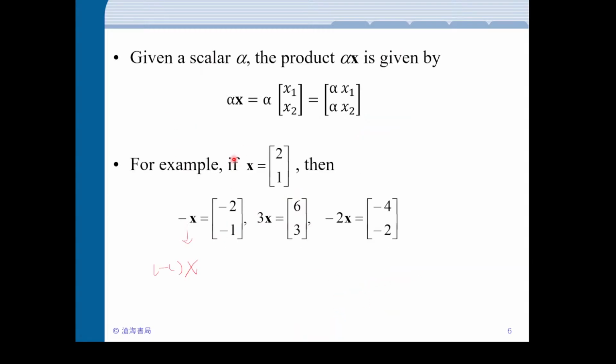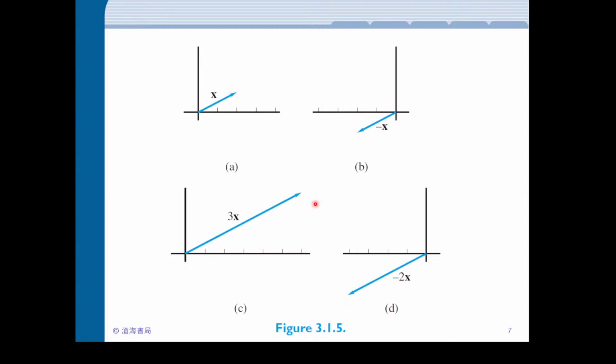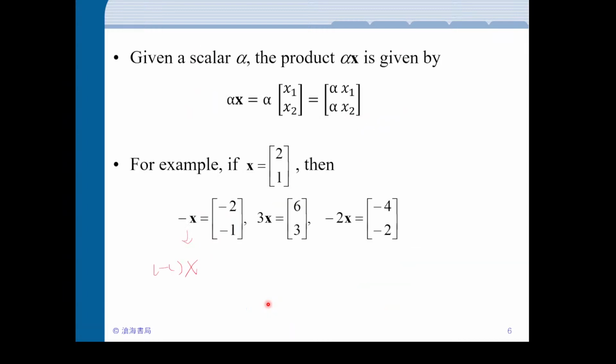You see, if you multiply by something bigger than 1, you stretch it in the same direction. If you multiply by a negative number, you go in the opposite direction, etc. So this is the first operation you can do on vectors: you can multiply them by some scalar number.